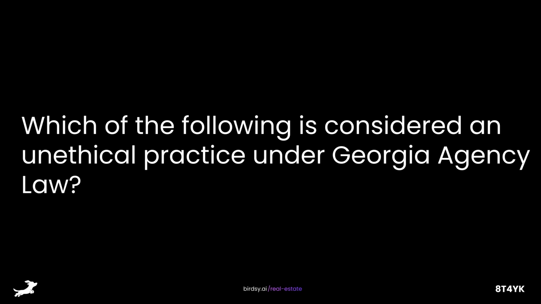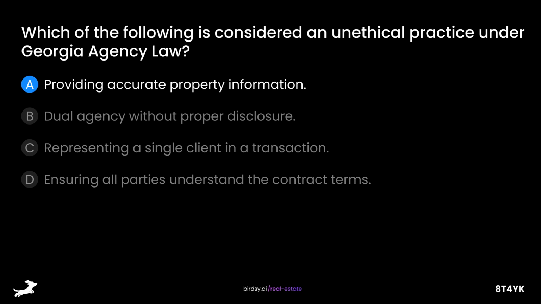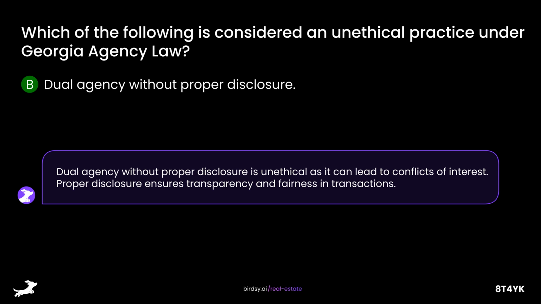Which of the following is considered an unethical practice under Georgia agency law? Is it A. providing accurate property information, B. dual agency without proper disclosure, C. representing a single client in a transaction, or D. ensuring all parties understand the contract terms? The answer is B. dual agency without proper disclosure. Dual agency without proper disclosure is unethical as it can lead to conflicts of interest. Proper disclosure ensures transparency and fairness in transactions.